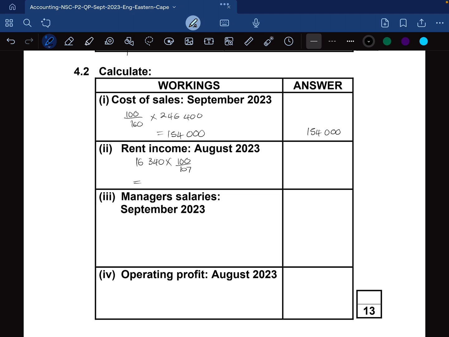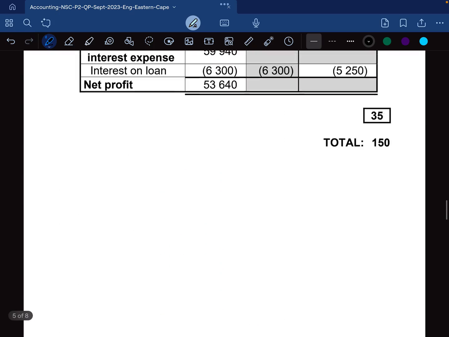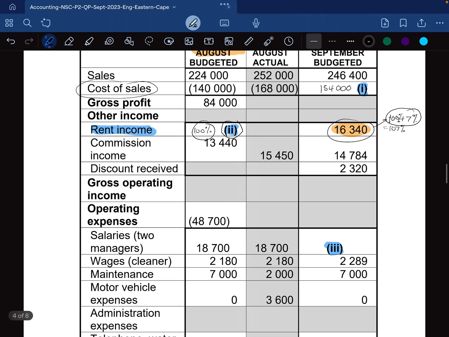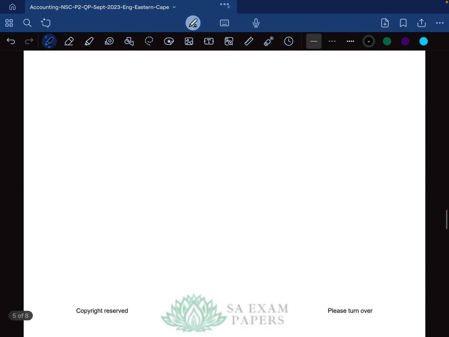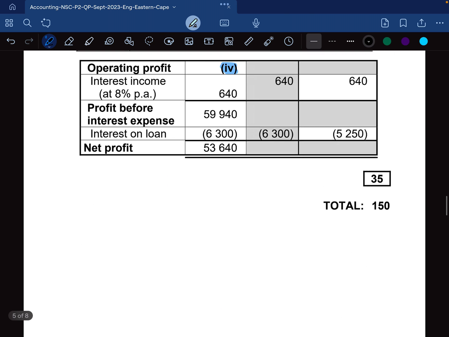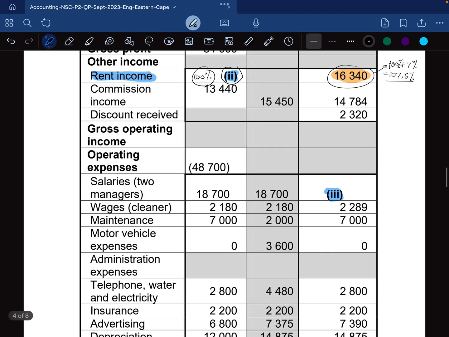All right, let's just make sure. Oh, it's 7.5%. Yes, so it's not 7%, so it's 107.5. Let's just fix that. So it's 107.5%. Okay, let's just make sure our calculation is correct. And then our answer would be 15,200. So the rent for August was 15,200.